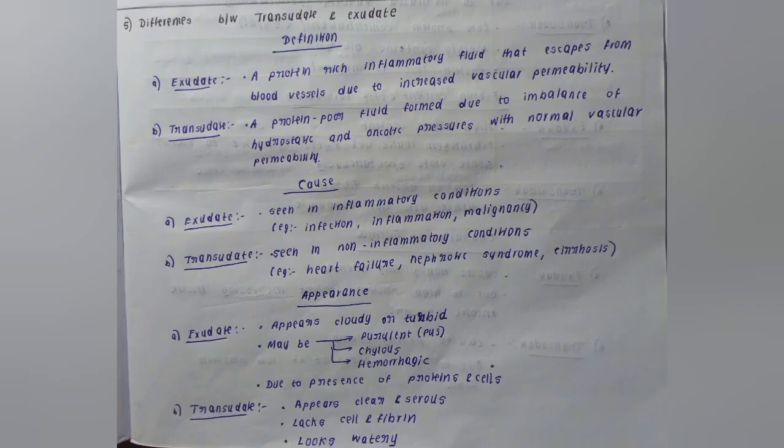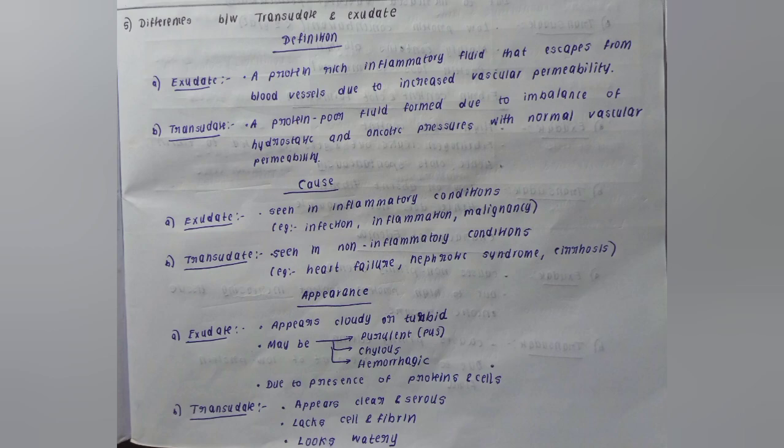Wherever the oncotic pressure is high, fluid moves there, right? So that is basically the definitions of exudate and transudate. You have to keep in mind the protein content. Then write the cause. Exudate is seen in inflammatory conditions, for example infection, inflammation and malignancy, whereas transudate is seen in non-inflammatory conditions, for example heart failure, nephrotic syndrome and cirrhosis.